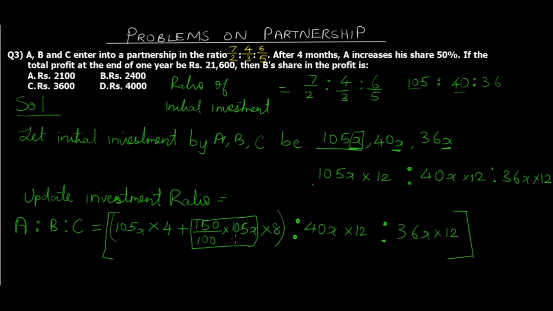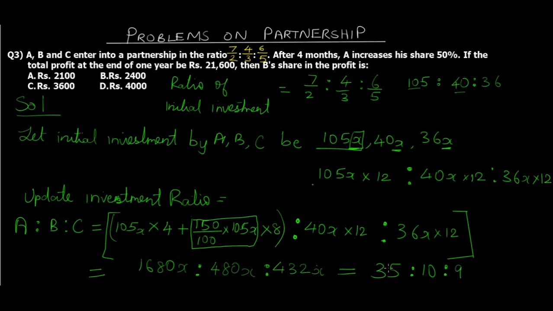So this is how the ratios should look, and the only reason why we had to take the time into consideration is because there is a difference in investment amount for A. Otherwise, for all of the 3 people, the profit is calculated after 12 months, so we wouldn't have had to include this 12 because it would have cancelled out. But since A is increasing his investment after 4 months, we have to take that into consideration. Now when we open up this bracket and solve and reduce this, we should get 1680x is to 480x is to 432x. Now when we reduce this, we can cancel out the x values and we get the actual ratio of 35 is to 10 is to 9.